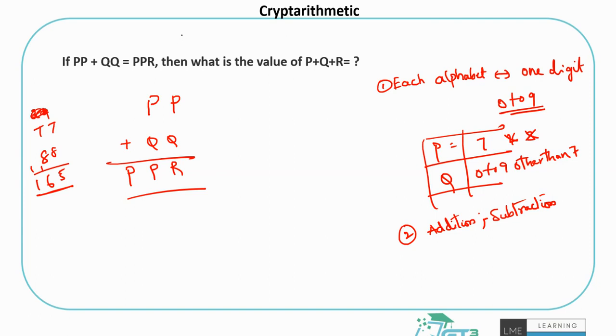See, when I am adding two digits, the best case is that P can be 9 and Q can be 8, or Q can be 9 and P can be 8, anything. So the maximum values I can have are 8 and 9 for two digits. Even if I do that, 9 plus 8 is 17. So the max I can carry forward is only 1. I will never cross 20.